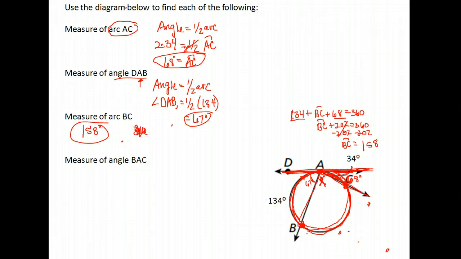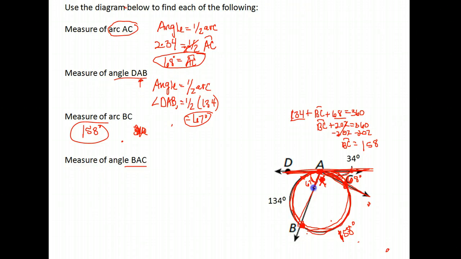Okay, again, I found that. I'm going to go ahead and put this on my chart now. I found that by knowing I needed a full circle's 360. I had everything except for BC, so I just found out how many degrees were left that were not accounted for. Right, and finally we're supposed to find the measure of angle BAC.